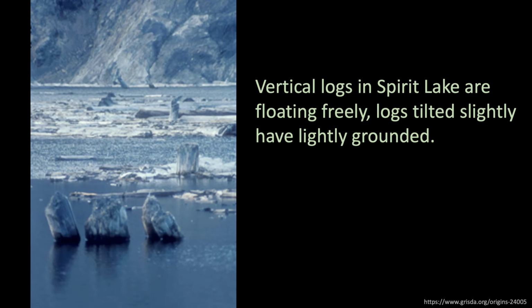A lot of these trees also got waterlogged, and as the root end soaked up water, it became heavier than the rest of the tree, causing the root end to sink first. And so you see a number of trees floating vertically in the water. These that are leaning over have lightly grounded, and there's maybe one or two in the background that are touching the lake bottom, so they're tilted over. But these that are vertically upright are freely floating in the lake.